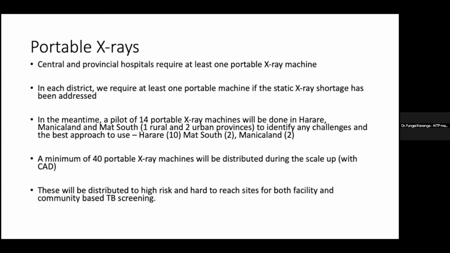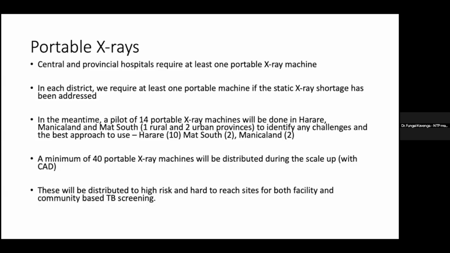Next slide, please. Then in terms of portable X-rays, the plan is each central and provincial hospital should have at least one portable X-ray machine. Then in each district, we require at least one portable machine. That is if we manage to address the shortage of static machines. So in the meantime, we procured 14 portable X-ray machines, and we have plans to do a pilot in 3 provinces, 1 rural province and 2 urban provinces, so that we identify any challenges and best approach to use.